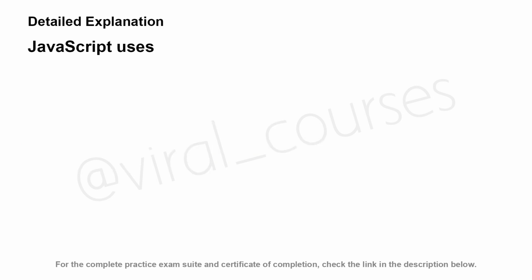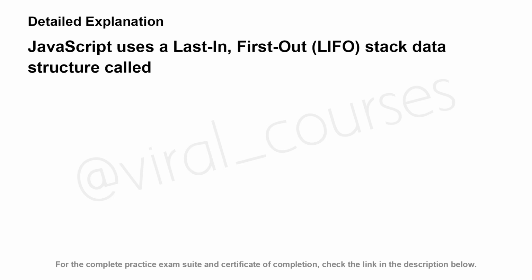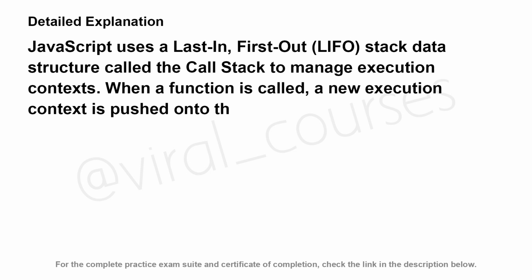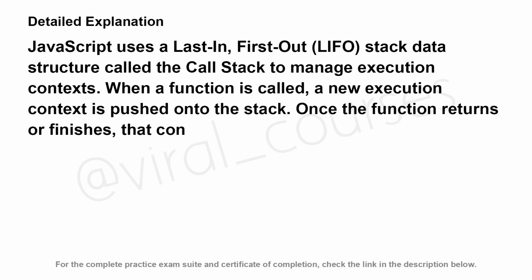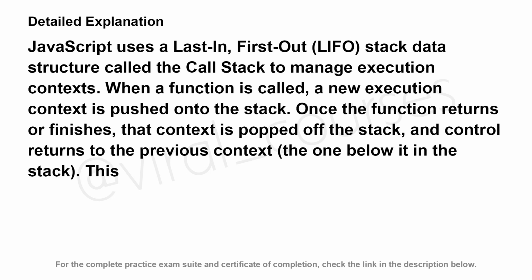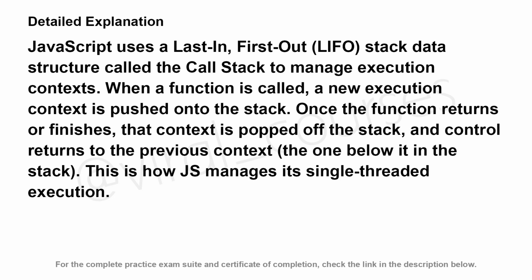JavaScript uses a last in, first out, LIFO, stack data structure called the call stack to manage execution contexts. When a function is called, a new execution context is pushed onto the stack. Once the function returns or finishes, that context is popped off the stack, and control returns to the previous context, the one below it in the stack. This is how JS manages its single-threaded execution.